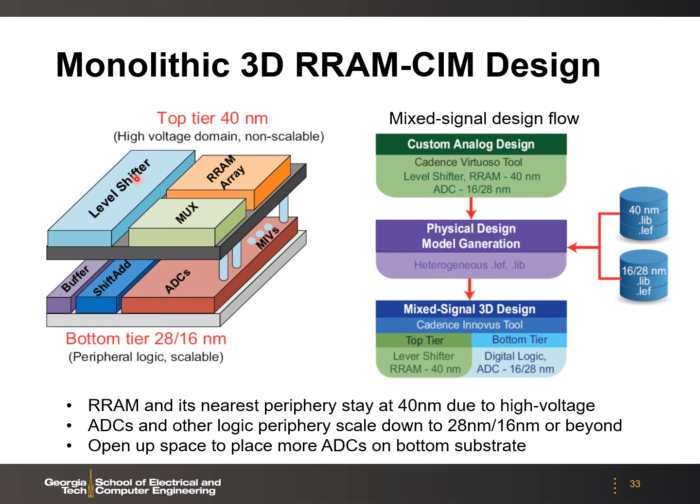The top tier will have the RRAM array and its closest peripheral circuits, where we have to maintain the high voltage. And then on the bottom tier, into the silicon substrate, we are going to scale the peripheral logic and ADCs into more advanced technology nodes. Here we can open up more space for the ADCs, so we can mitigate the problem of the column pitch matching between the ADC and the RRAM array.